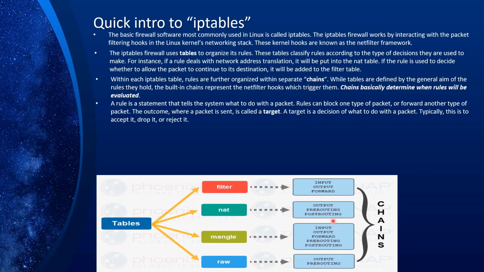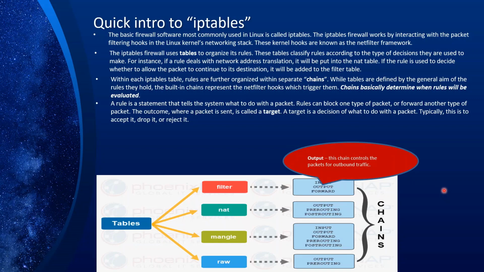So let's take a look at some of these chains and what they mean. The rules in the input chain control the packets received by the server, so when the packets arrive. Output, this chain controls the packets for outbound traffic, so before the packets leave the server.